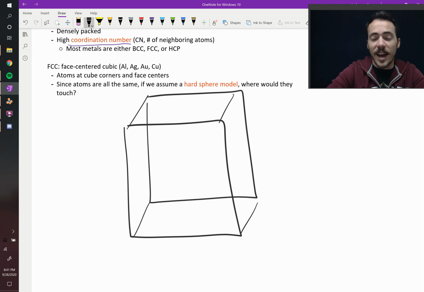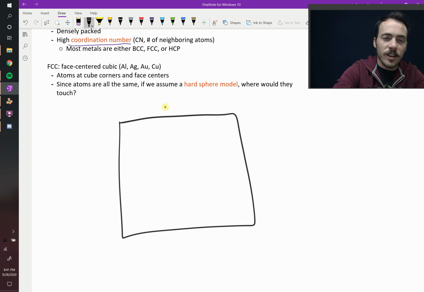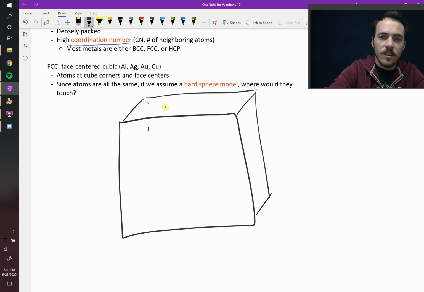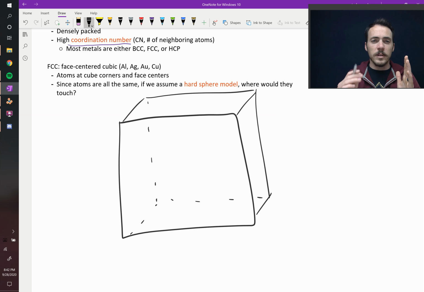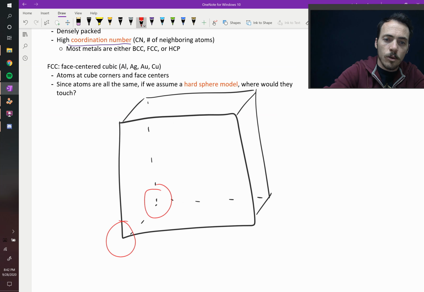I like to do it with dashes so you can see what's in front and what's behind. So, start with a front like that. I draw that, and then add dashes. There you go. You've got a cube. Easy peasy. So, like the name suggests, you have atoms at the faces. But in every cubic system, you've always got atoms at the corners as well. So let's start with corners.